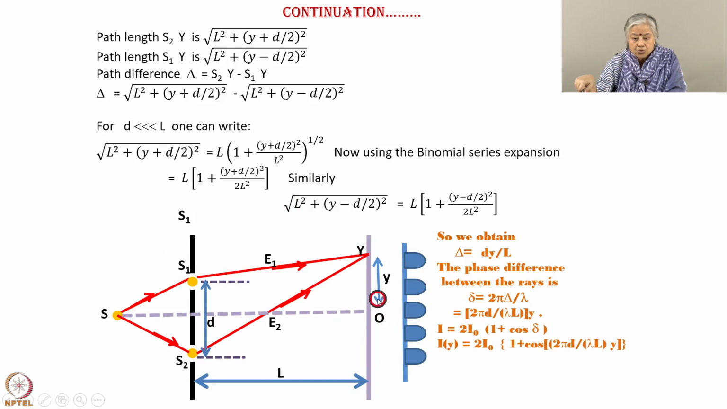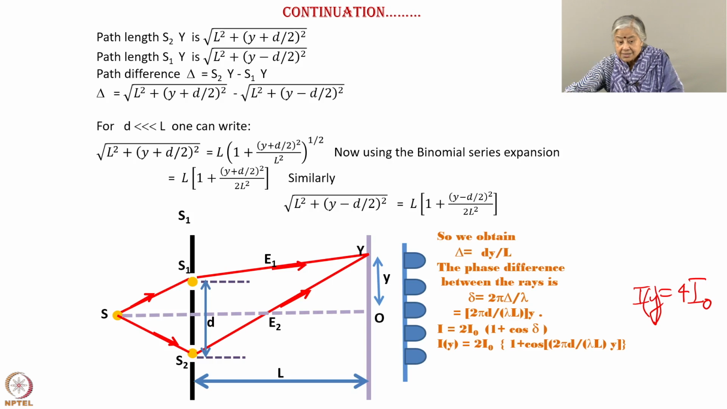Now, just see at this point O. At O, y is equal to 0. So, we want to see what the intensity looks like at this point O. So, y is equal to 0 here, so it is cos 0. Cos 0 is 1. 1 plus 1 is 2, 2 into 2 is 4. So, I y becomes 4 I 0.